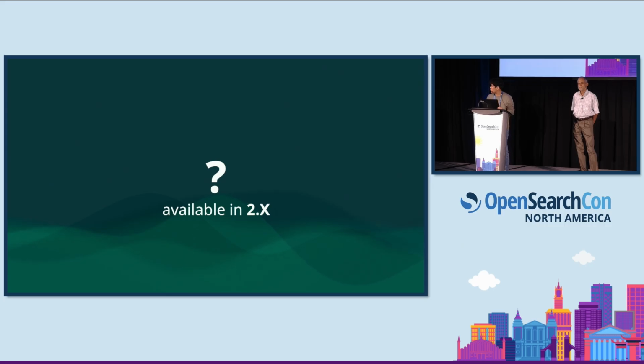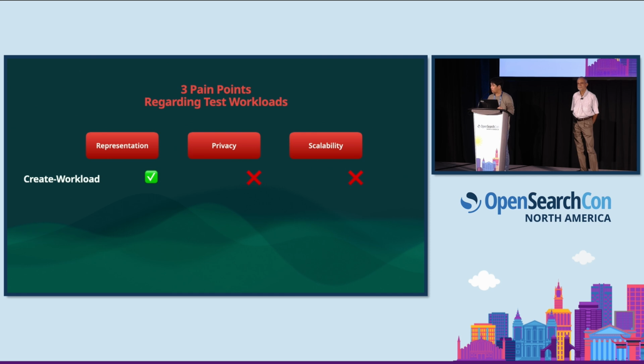So we've actually developed a new feature in OpenSearch Benchmark 2.0 called synthetic data generation. And we believe it addresses all 3 facets because you can now generate data that looks like your production environment's data. And it doesn't violate any privacy concerns. And you can generate as much as you want.